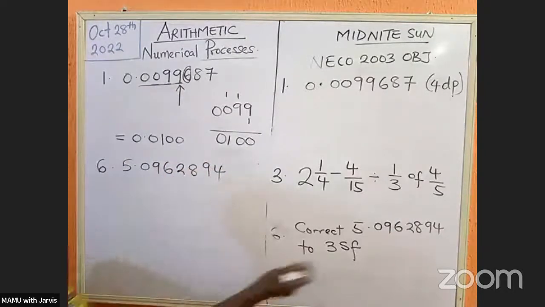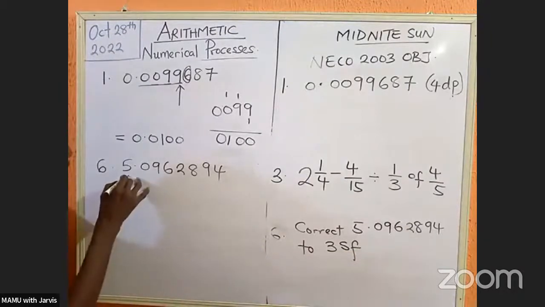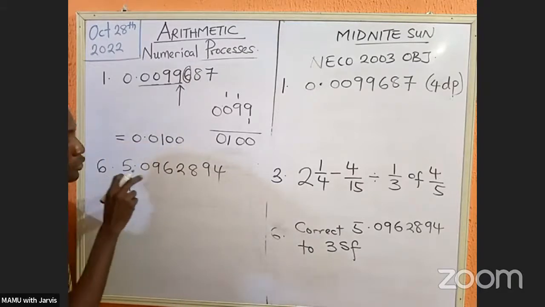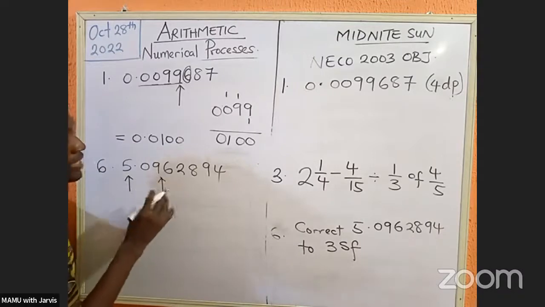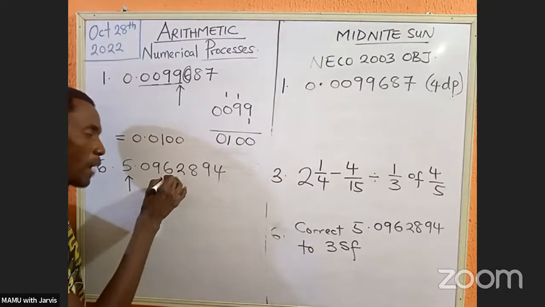5.0962894. So what? 3 significant figures. For significant figures, we start from the whole number digits, and then we begin to count 1, 2, 3. So this is the digit of interest, and this is the digit causing the approximation.